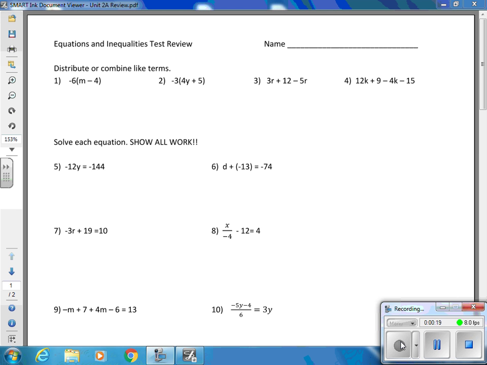Remember, in order to determine if you're distributing, you must see parentheses. If you don't see parentheses, then that must mean you're combining like terms. So for 1 and 2, there are parentheses, so we will distribute. Distribute means multiply the outside number to each number inside, or each item inside.